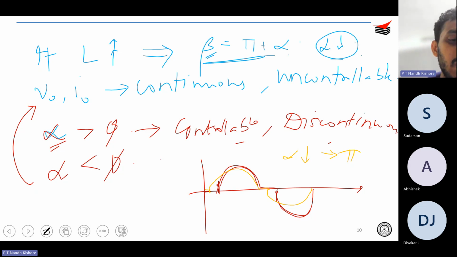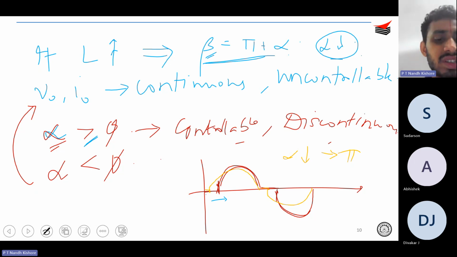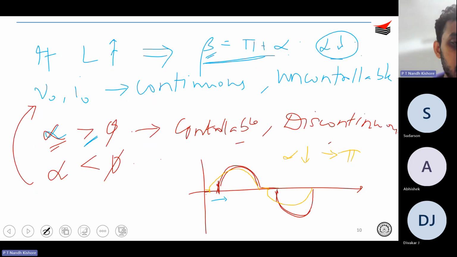So the idea is your alpha, the firing angle, should be more than phi. This means that this point should be more towards the right hand side so that your converter is more controllable and you get a discontinuous wave chip at the output. So you can always relate your load with the firing angle and decide a value of firing angle accordingly based on the considerations. Based on that, I will just give you guys a problem before we go ahead.